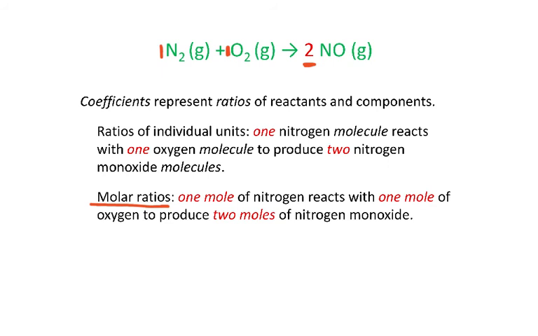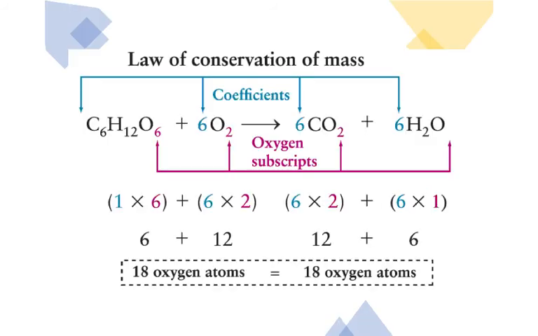Okay, one more slide in part one. This is just another example of coefficients versus subscripts and the law of conservation of mass. So this is the combustion of glucose. So we have C6H12O6 plus 6O2, and the arrow means it turns into, or reacts into, 6 carbon dioxide and 6 waters, H2O.